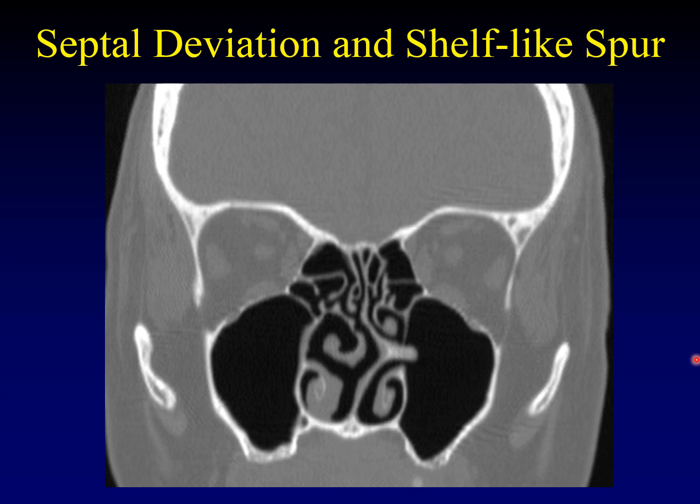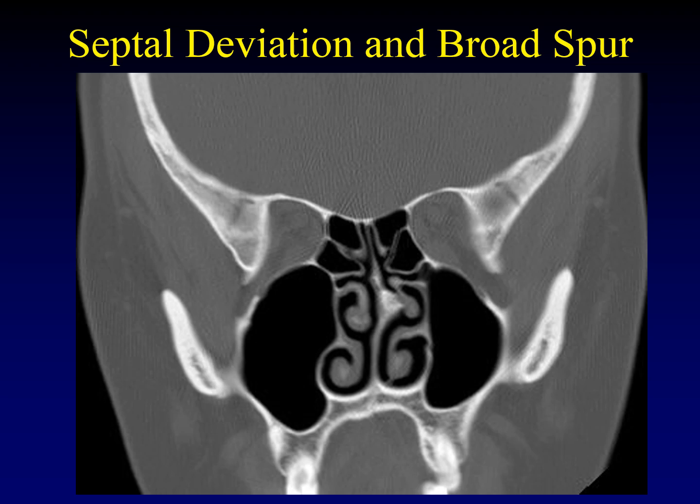There are a couple of different types of spurs that occur in conjunction with septal deviation. One is a shelf-like spur, where the width of the spur does not change substantially from left to right. The other type of spur is a broad spur, a broad-based spur, where it is much wider against the septum than it is when it comes to a point. This distinction is important because they can be treated differently endoscopically. A shelf-like spur can be snapped off, whereas a broad spur requires more drilling.